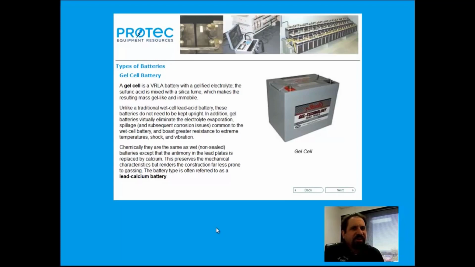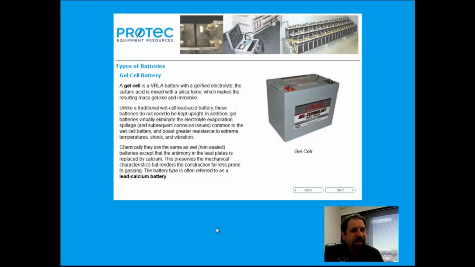A gel cell is a valve-regulated lead-acid, or VRLA, battery with a gelified electrolyte. The sulfuric acid is mixed with a silica fume, which makes the resulting mass gel-like and immobile. Unlike a traditional wet cell lead-acid battery, these batteries do not need to be kept upright. In addition, gel batteries virtually eliminate electrolyte evaporation and spillage, which is associated a lot of times with the flooded cells. They also boast a much greater resistance to extreme temperatures and also to shock and vibration.